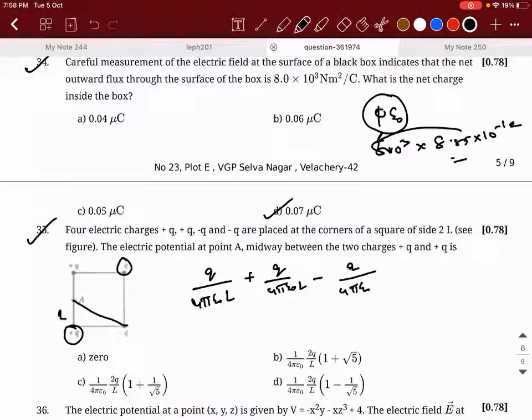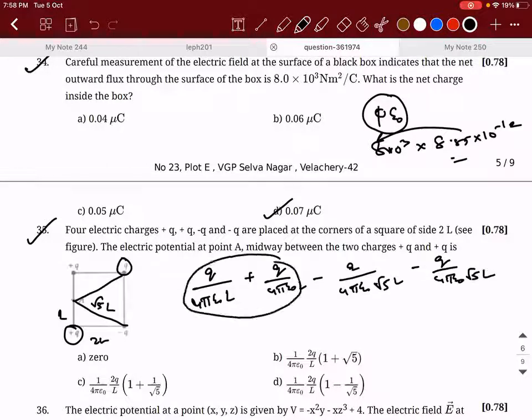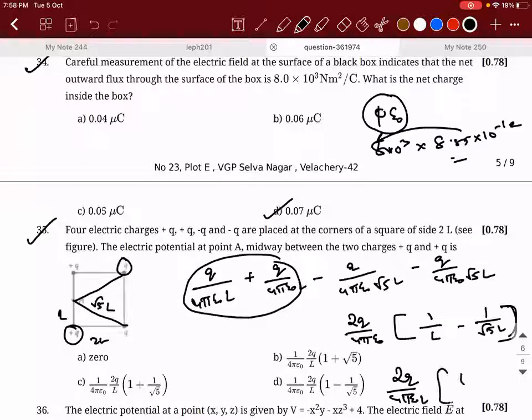So this is L, this is 2L. Then how much will this be? This will be root 5L. And due to this also, it will be minus Q divided by 4 pi epsilon naught into root 5L. So this will be 2 times Q divided by 4 pi epsilon naught, which is common in everything, into 1 by L minus 1 by root 5L. You take the L outside: 2Q divided by 4 pi epsilon naught L into 1 minus 1 by root 5. Correct? Everybody.